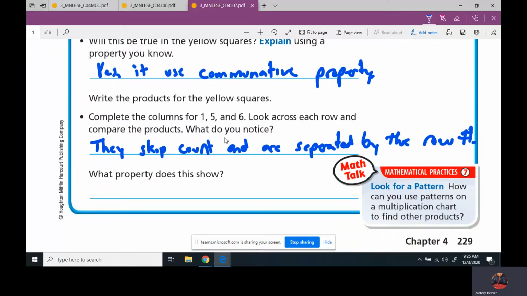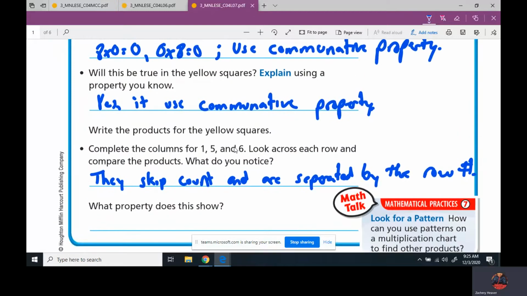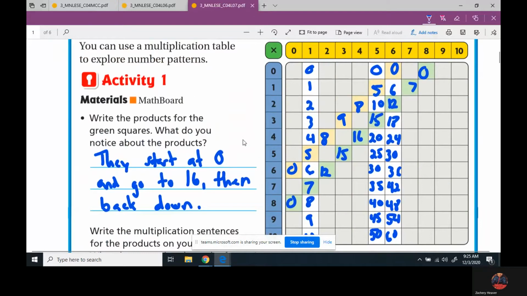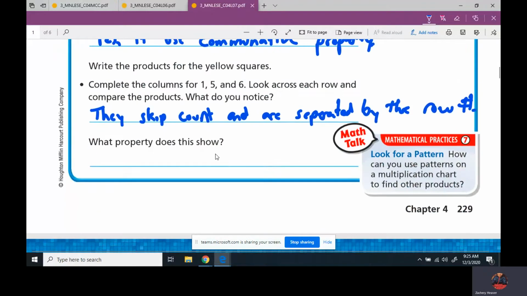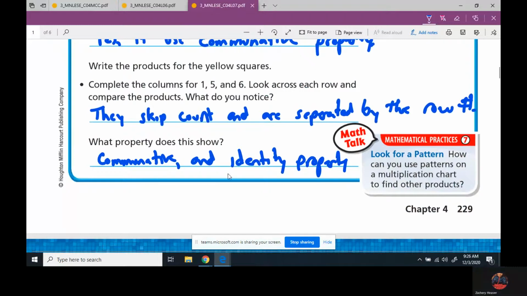What does this property show? Oh, this shows the commutative property and the identity property, because the 1 showed the identity.